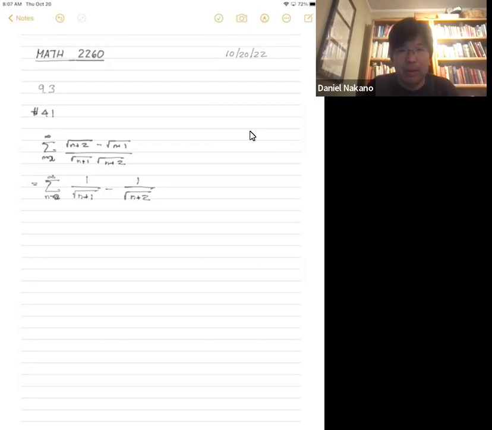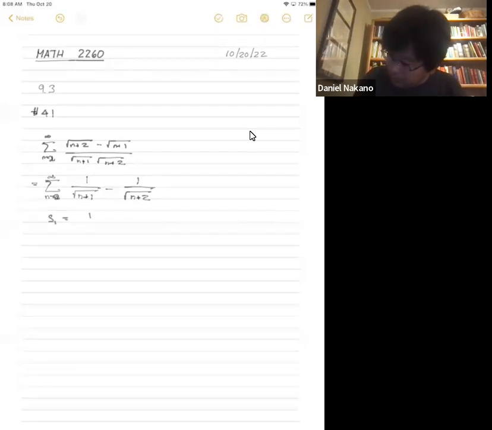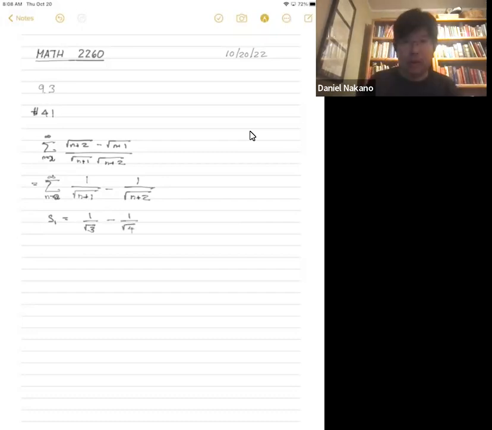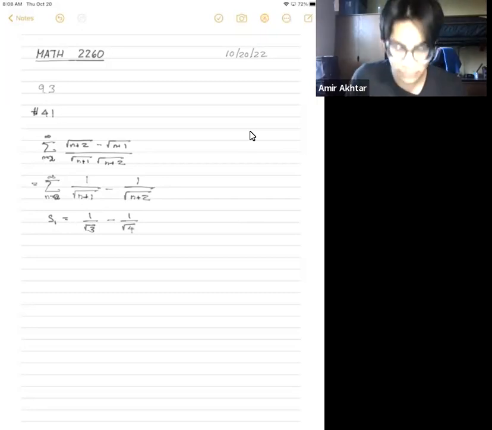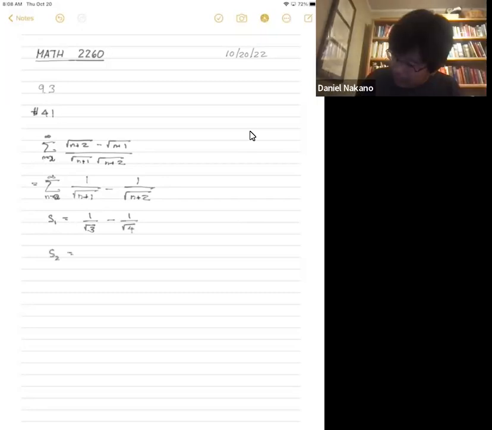So let's write out what this series kind of looks like. What is the first partial sum? Well, the first partial sum is when I make n equals 2. So it's 1 over the square root of 3 minus 1 over the square root of 4. You agree? Right. And if I take the second one, it's 1 over the square root of 3 minus 1 over the square root of 4, I'll just put parentheses around here, plus 1 over the square root of 4.